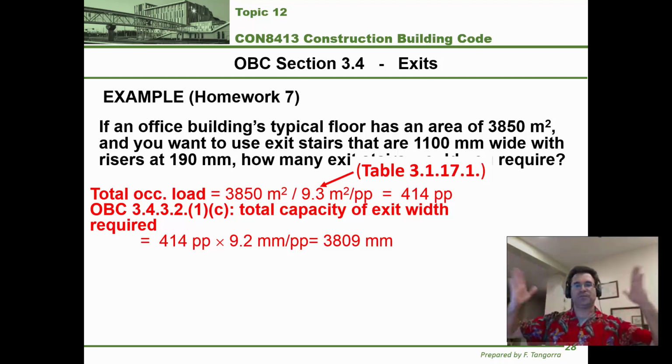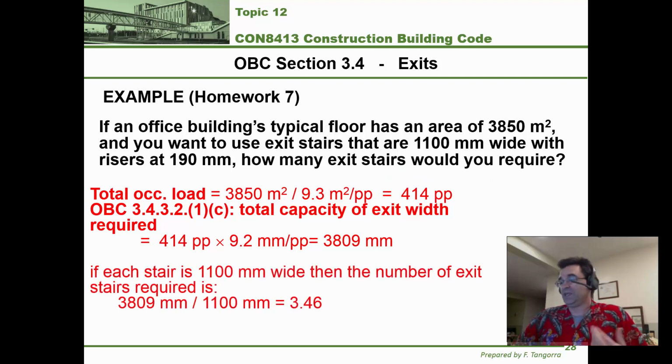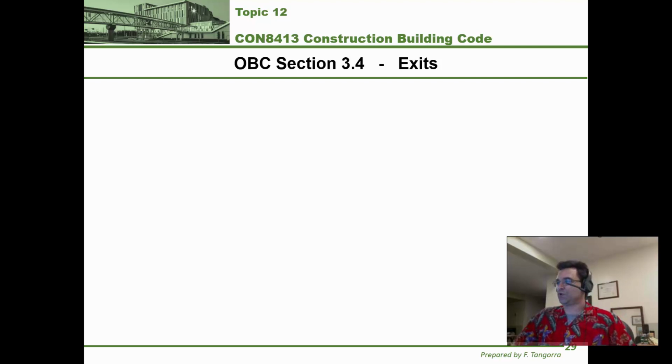If you put them all side by side, this would be the width. That's one big exit. But we're being told that we want each of our exits to be 1,100 millimeters. So how many times does 1,100 millimeters fit into 3,809? We take one and divide it by the other, and we get 3.46. Now, you can't have part of an exit, right? Because they have to be all 1,100 millimeters. So you actually need 4 exits. You can't have 3 exits, because 3 exits times 1,100 millimeters is less than 3,809 millimeters. So 4 exits is the minimum required.